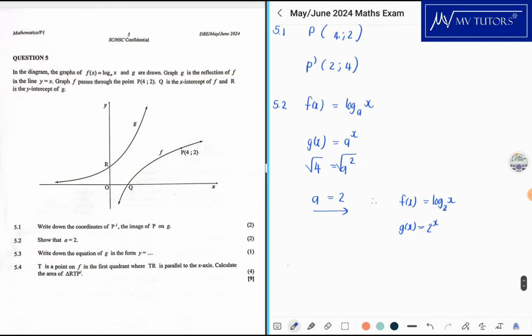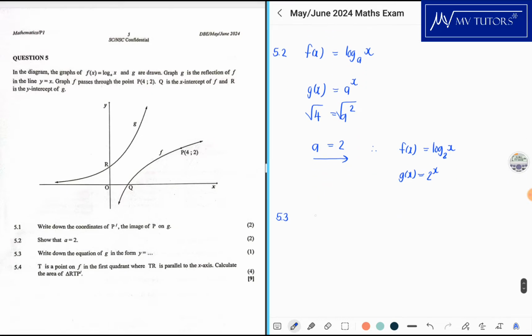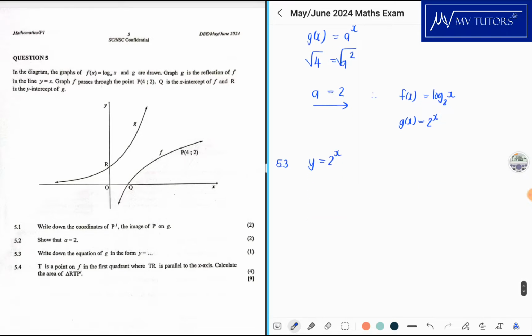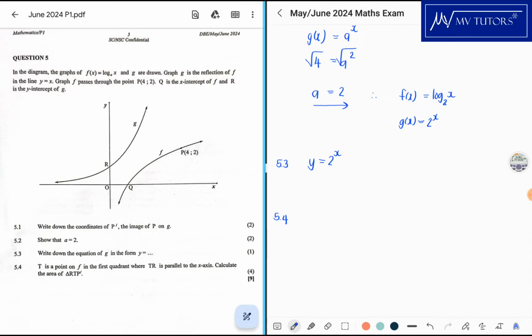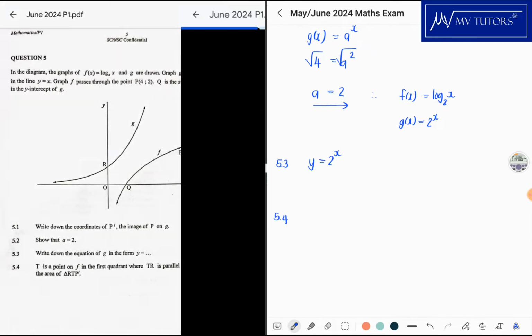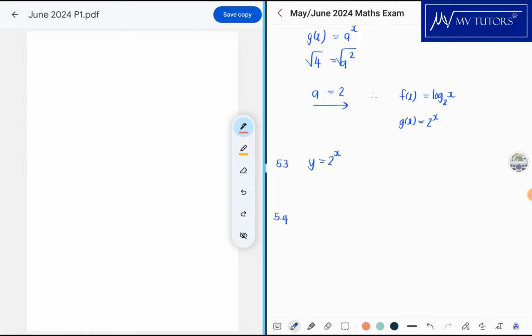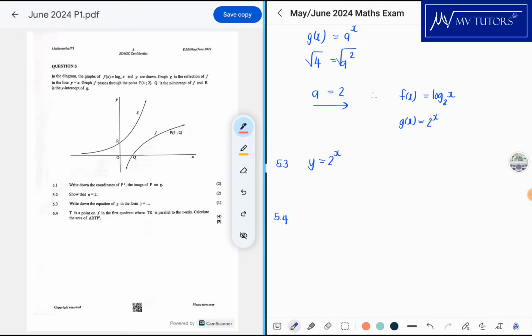Oh, okay, so I went ahead. 5.3 says write down the equation of g in the form y. So y is equal to 2 to the power x. That's 1 mark as expected. And then 5.4, T is a point on f. Let me see if I can write here. So T is a point on f. And what else has been written?